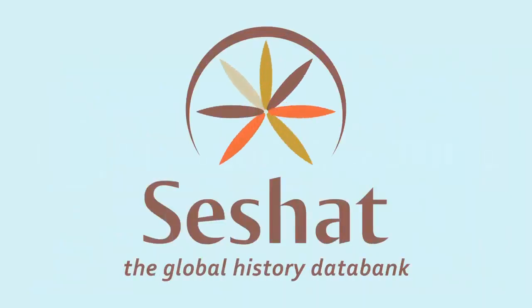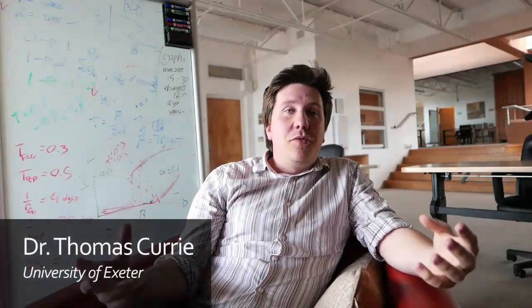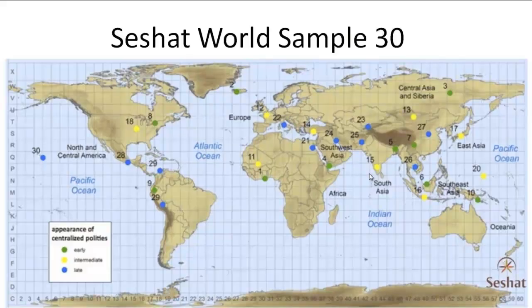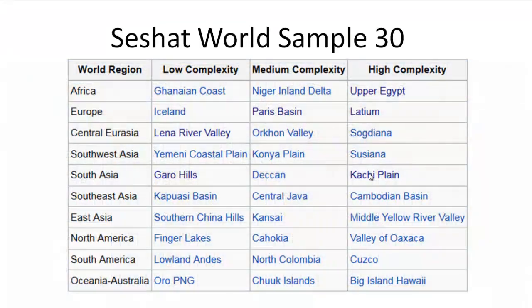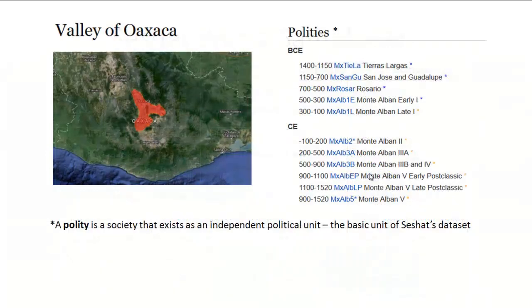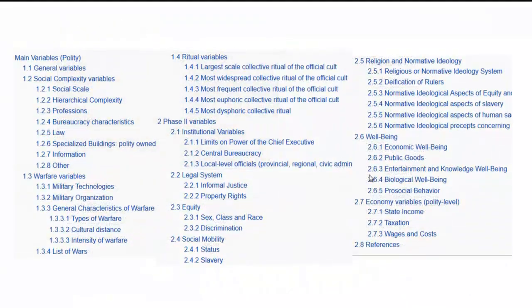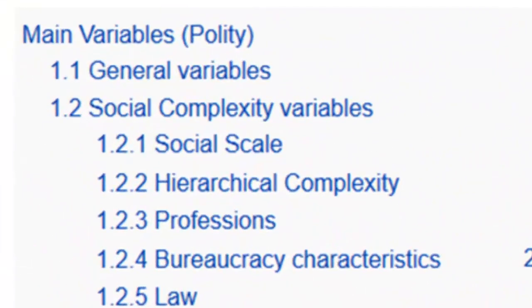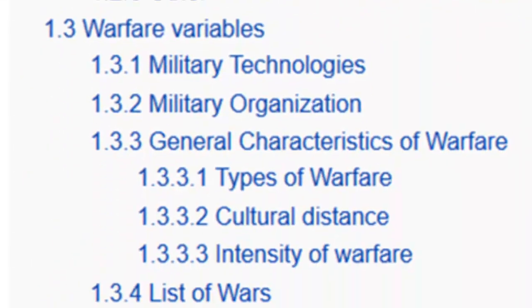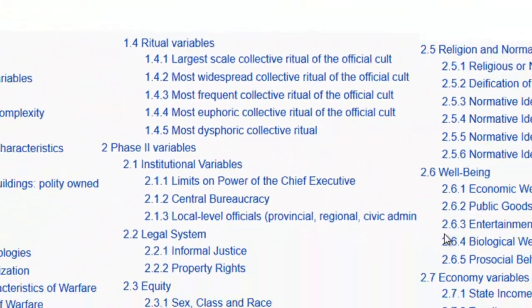Seshat is a large-scale historical database. Its purpose is to be able to see the macro patterns that characterize historical processes. The Seshat researchers began by defining a sample of 30 locations from all over the world. For each location, they recorded all the societies that had controlled that area throughout history and answered over 1,000 questions about each society, describing its population, technology, religion, infrastructure, and so on.